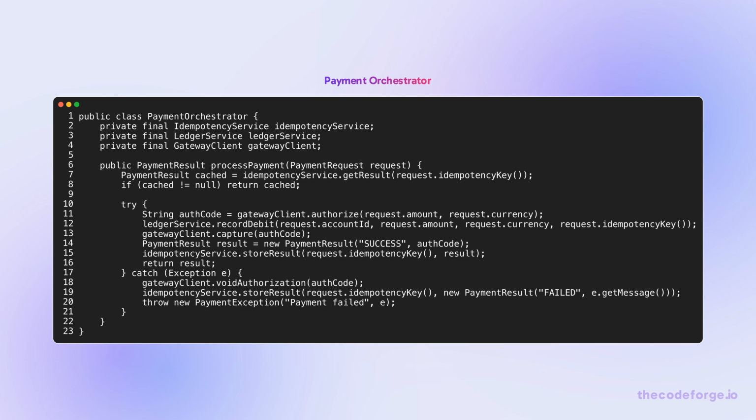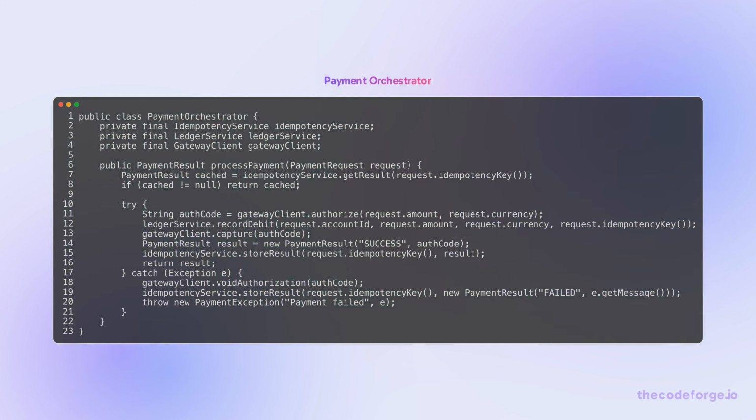This orchestrator implements a saga pattern. It authorizes, records a ledger debit, then captures. If any step fails, it compensates by voiding the authorization. The idempotency key ties everything together.